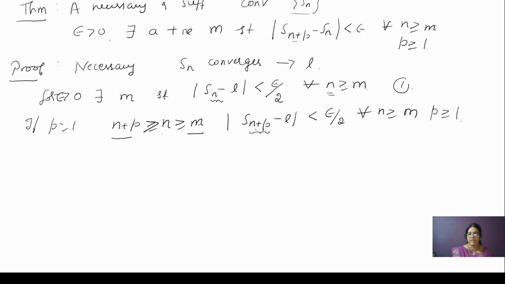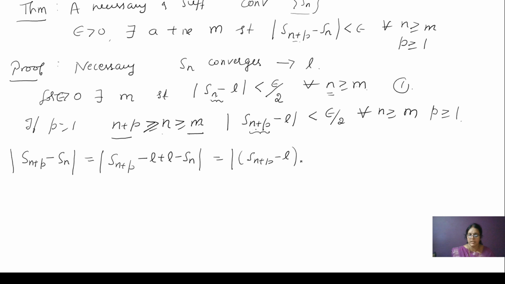So now I will consider the difference modulus of Sn plus p minus Sn. We have to show that this is less than epsilon now. So for Sn plus p minus Sn, I will add and subtract L. It can be written as Sn plus p minus L plus L minus Sn. Then group the terms like this. This is Sn plus p minus L, one term. Another term is L minus Sn, which can be written as minus of Sn minus L.